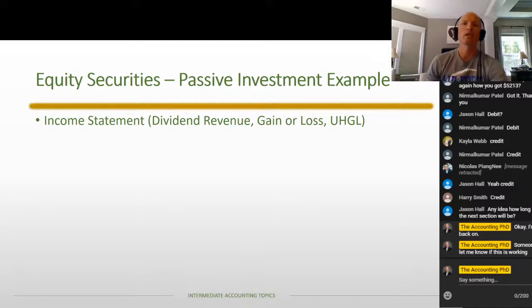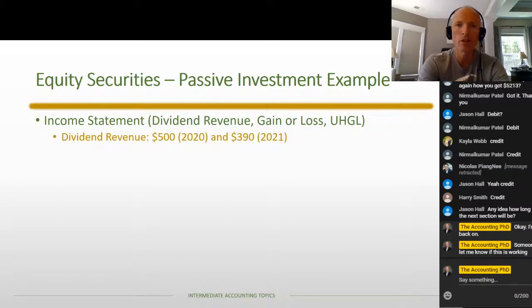So now let's talk about the income statement. Several things are going to show up on the income statement. We have the dividend revenue, we have gains and losses if we make a sale, and of course we have the unrealized holding gain or loss, knowing that in this case, because it's a passive investment, that unrealized holding gain or loss is part of net income. It's a temporary equity account. It's part of net income.